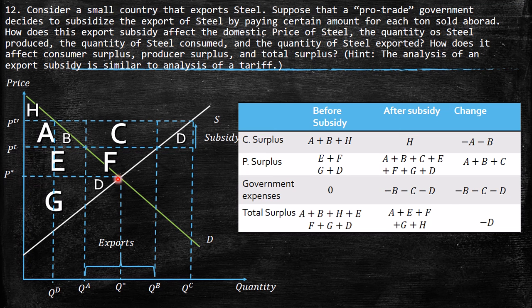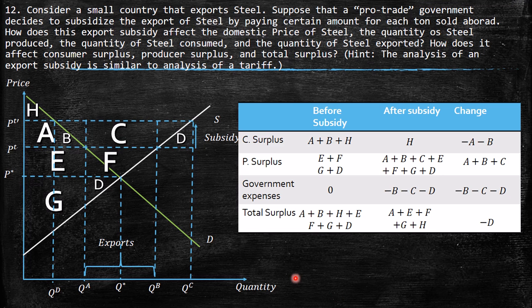is going to be exactly the same. There is not going to be any change because the payment given by the government is provided to the suppliers. So the total surplus is exactly the same.